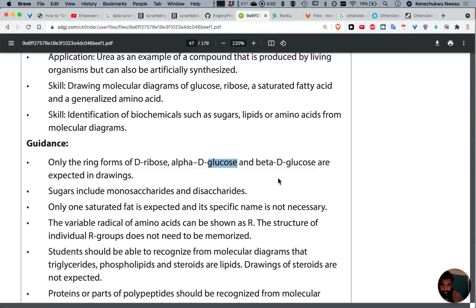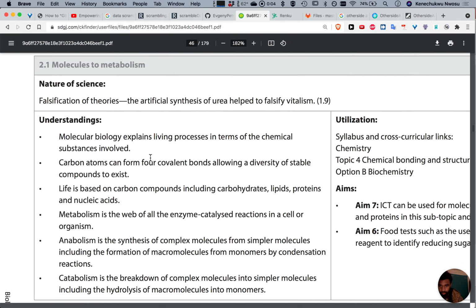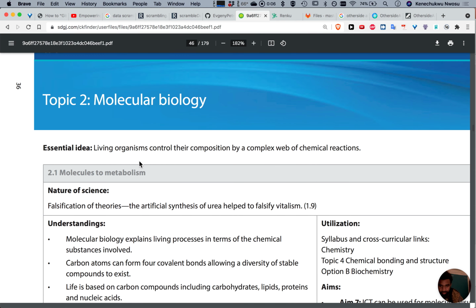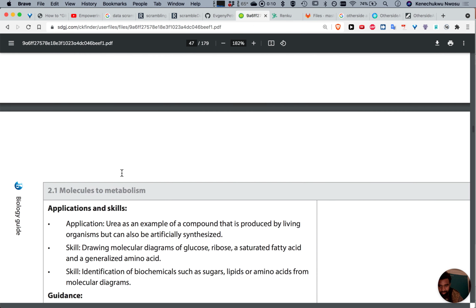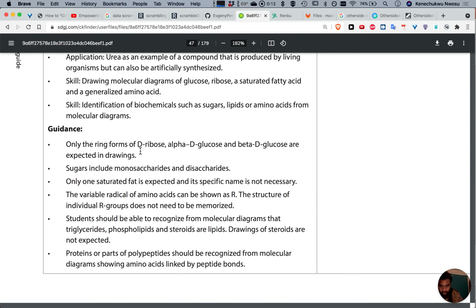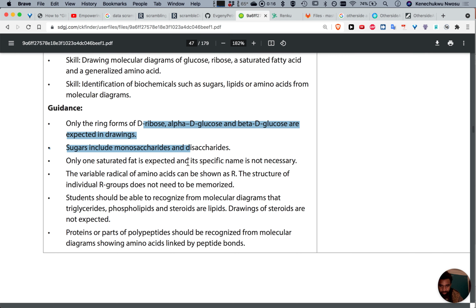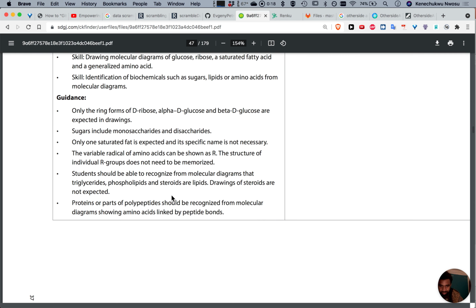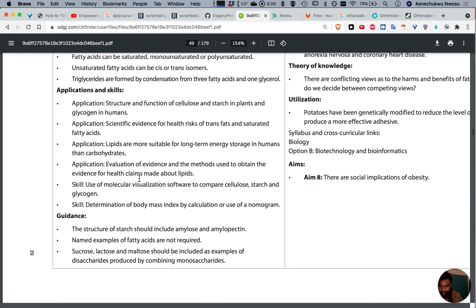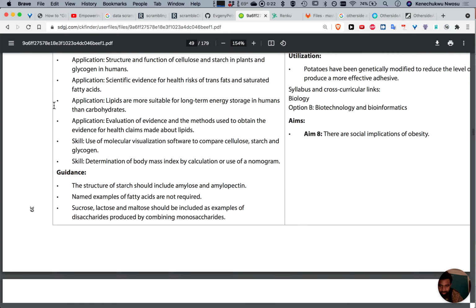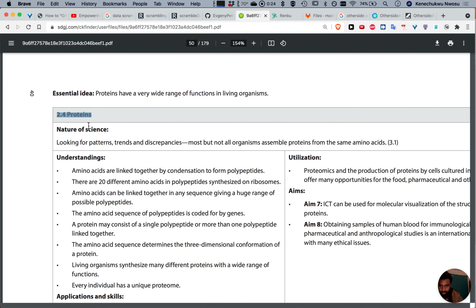Hello, Noya. So I was looking through your syllabus, and it turns out that in this topic, molecules to metabolism, there are some things about drawing monosaccharides, disaccharides, glucose, ribose, and so on, which I didn't realize were in here. I thought they were in this section: carbohydrates and lipids and amino acids or proteins, 2.4.